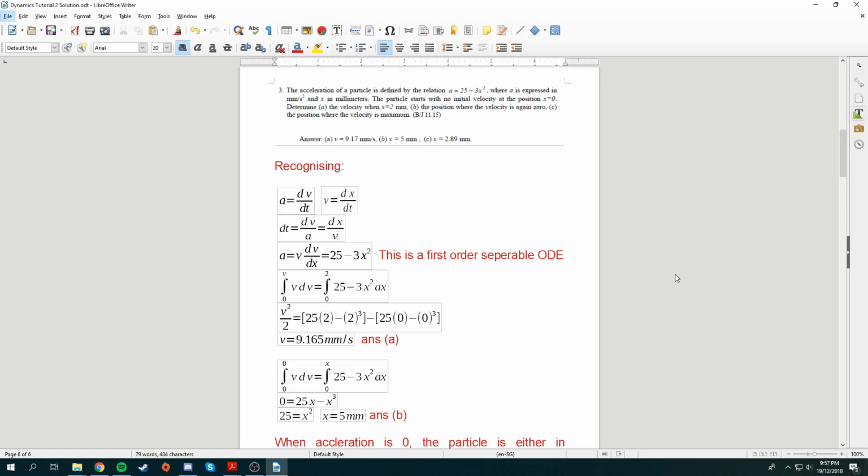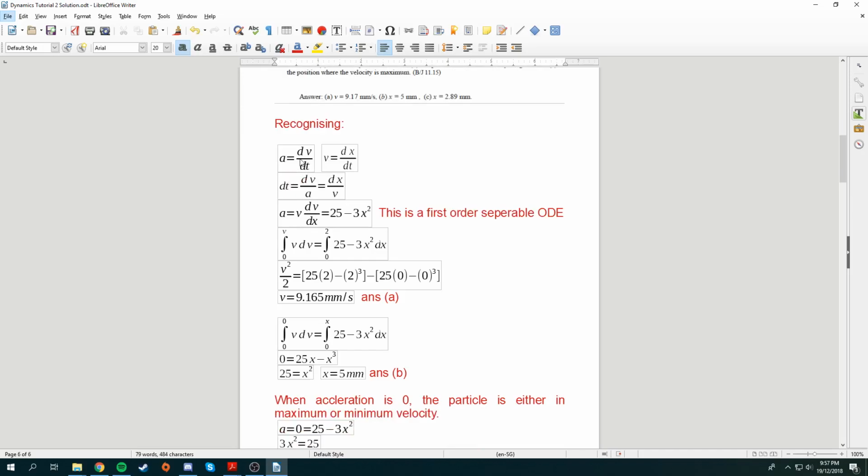Now for question 3, the acceleration of the particle is defined by the relation a equals 25 minus 3x squared, where acceleration is expressed in mm per second squared and x is in millimeters. The particle starts with no initial velocity at the position where x equals 0. Determine the velocity when x is 2, the position where the velocity is again 0, and the position where velocity is maximum. To solve this, we must relate velocity with the displacement.